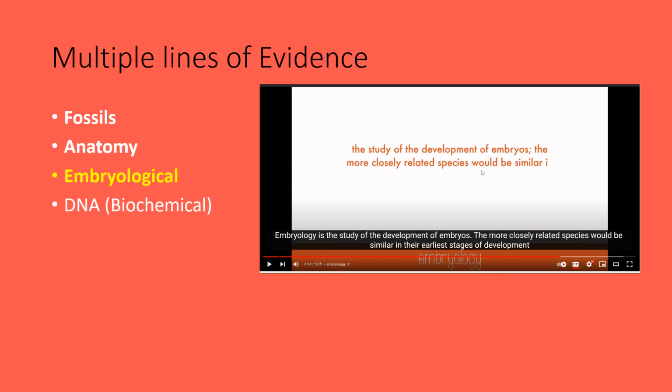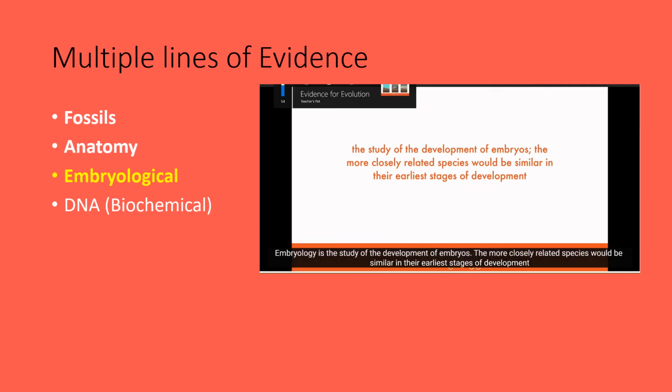All right, the third type of evidence that we're going to look at is embryological evidence. So we'll watch this quick video and then we will talk about it and move on to our last type of evidence. Closely related species would be similar in their earliest stages of development.